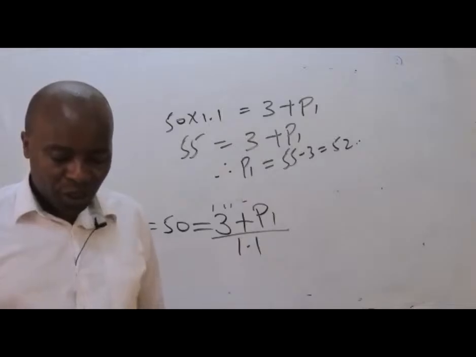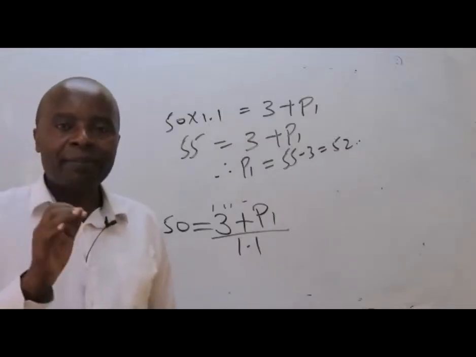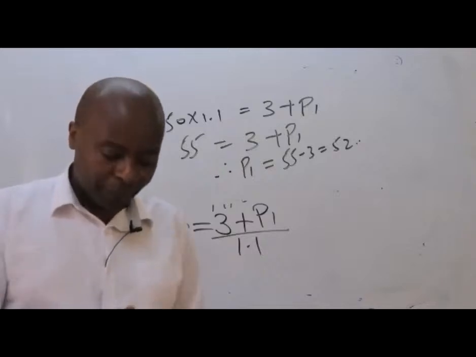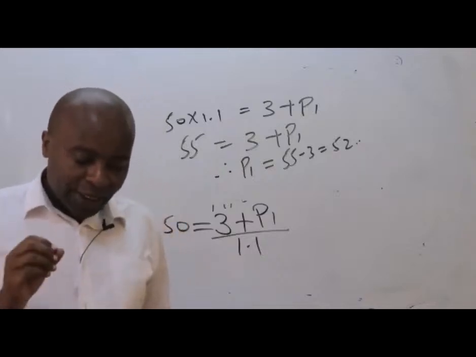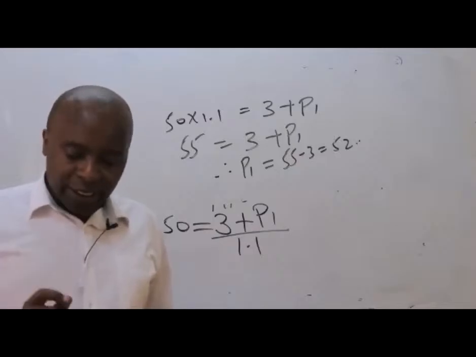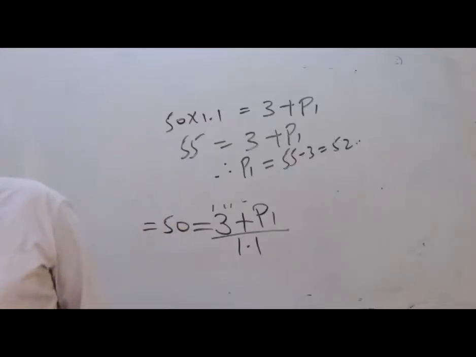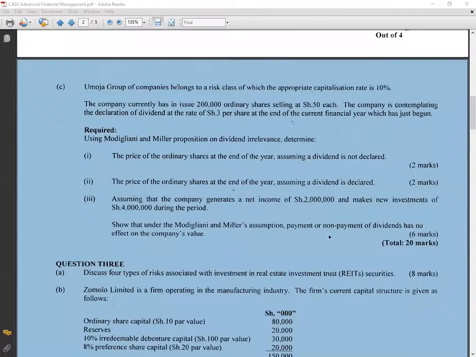So now we go to Roman 3, basically that particular number where the rubber meets the road. Assuming that the company generates a net income of shillings 2 million and makes new investments of shillings 4 million during the period, show that under Modigliani and Miller's assumption, payment or non-payment of dividends has no effect on the company's value.